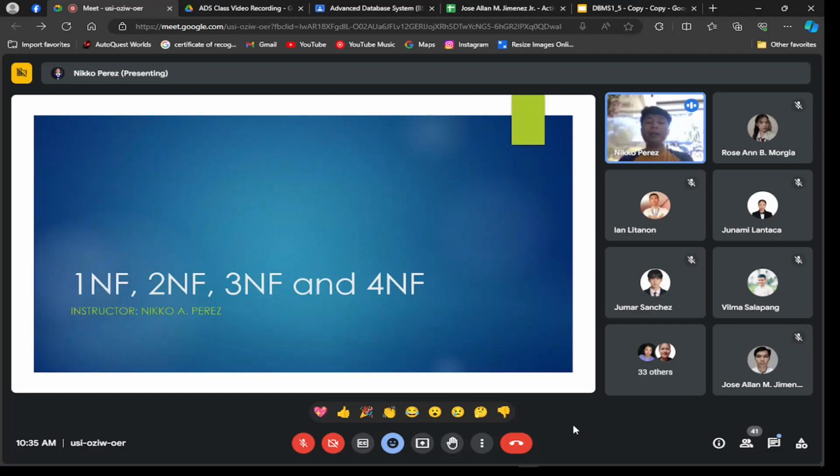You cannot proceed with the second NF or the 2NF. The NF means normal form, normalized form. So you cannot proceed on that once you are not finished with the 1NF. The same goes with the third NF. You cannot go with the third NF and fourth NF without doing some process on the earlier normal forms.